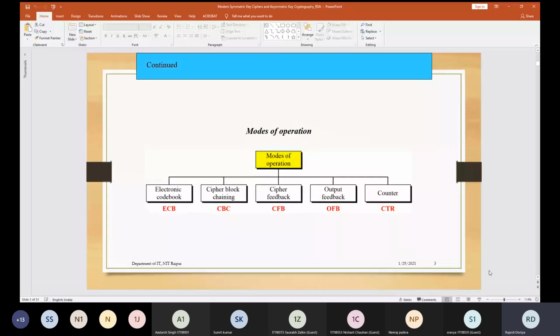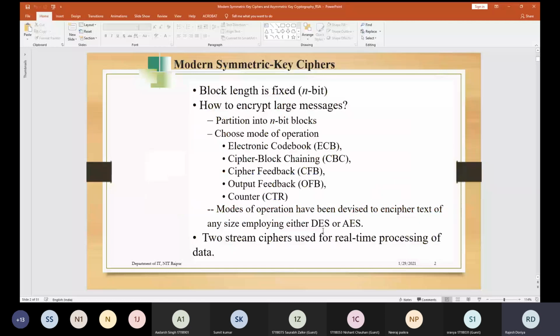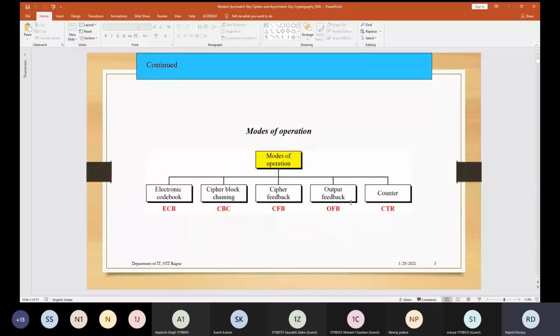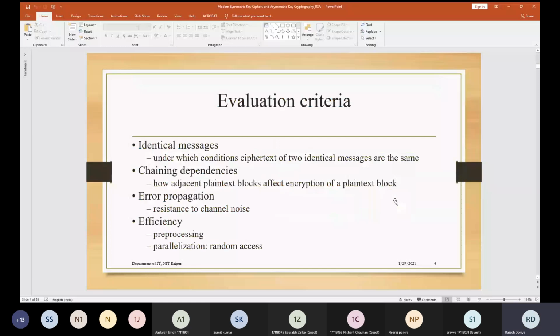Okay, so these are some of the modes of operation. These were the things which I just told you, and these are the modes of operation: electronic codebook, cipher block chaining, cipher feedback, output feedback, and counter mode. And these are the evaluation criteria. As I discussed already, these criteria are identical messages, chaining dependencies, error propagation, and efficiency.